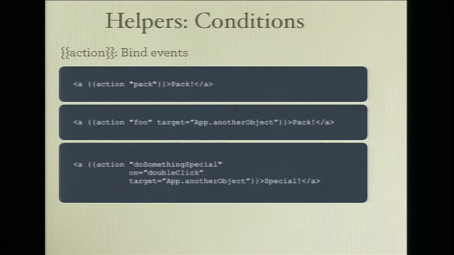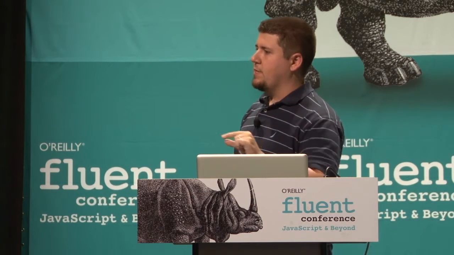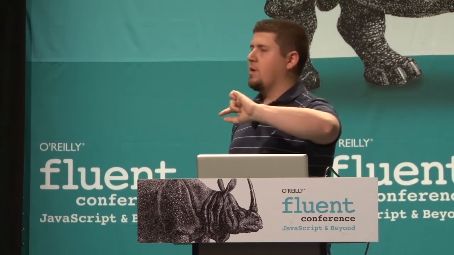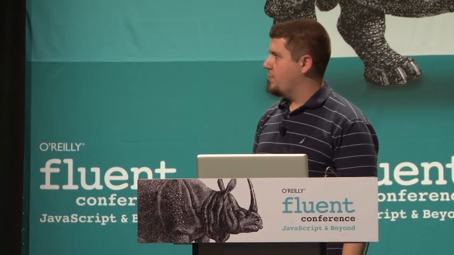Action, we already saw action as a way of binding events. So in this case, we're just going to call the function pack. And the next one we're going to call the function foo, and it's going to be on a different object entirely. So it won't be the enclosing scope, the context, the view. It'll be some other object. So this is a way to cause something in the template to call a function on some random object somewhere else, wherever you'd like. This is your opportunity to completely screw MVC if you'd like to do that.